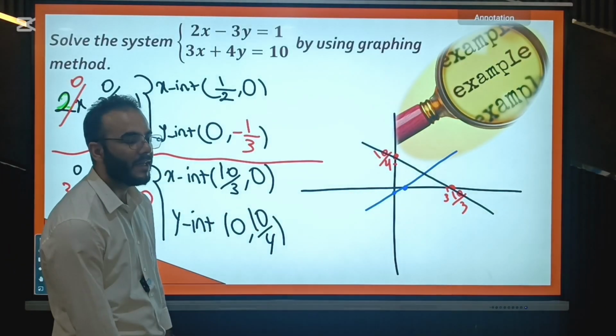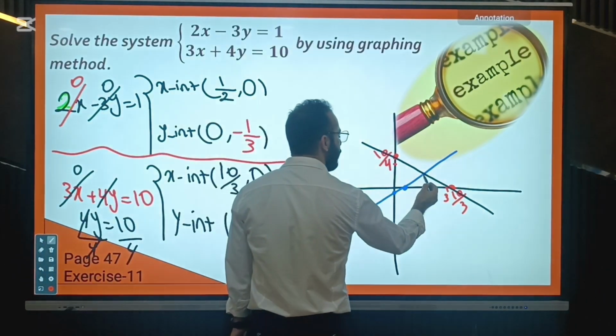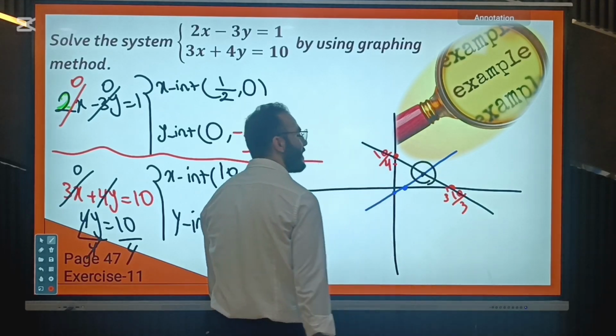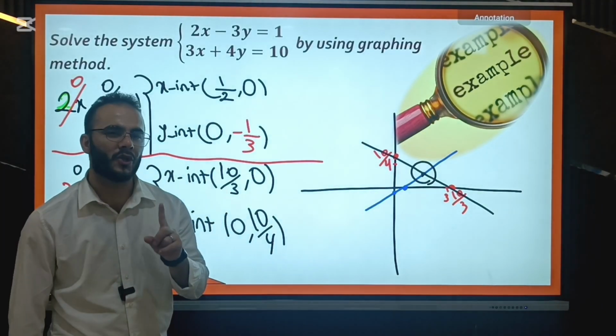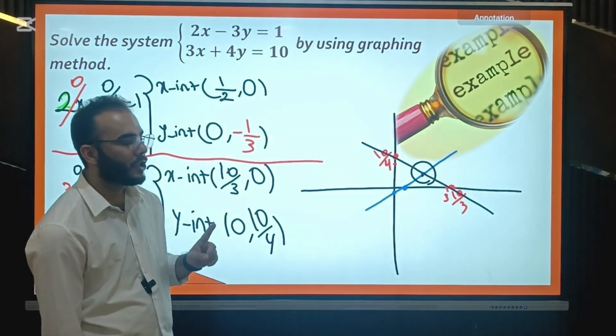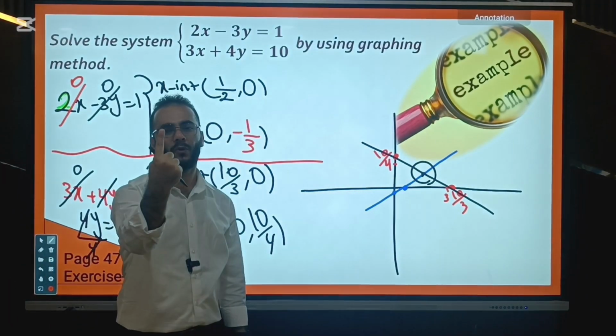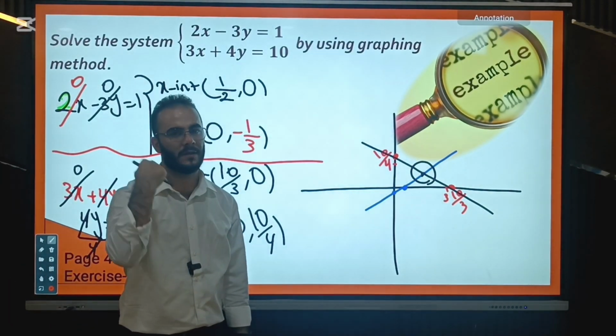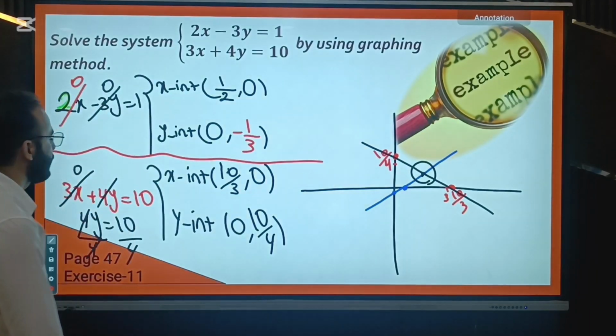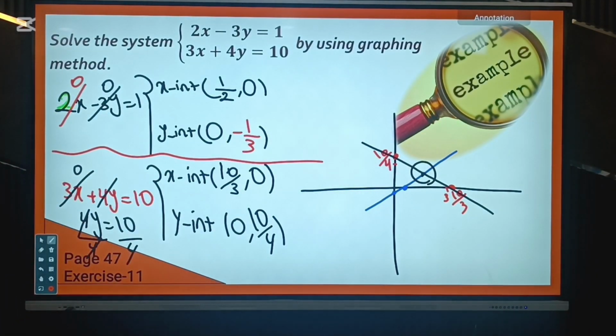In how many points they intersect each other? At only one point. Here is the point. Since at only one point they intersect each other, in that case, you will say that our system has only one solution. That's it. And I hope that you understood it. Here is the solution.